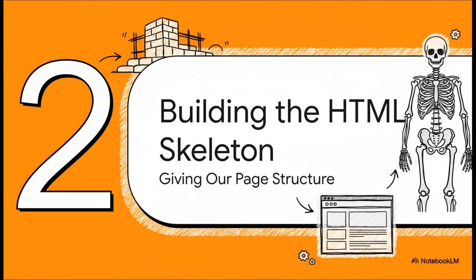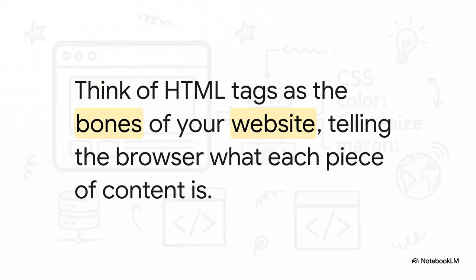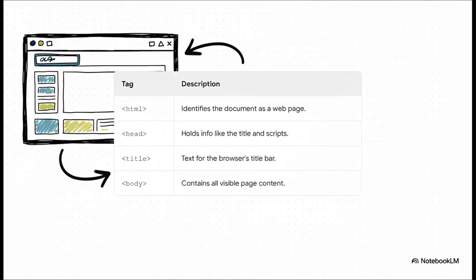All right, now it's time to get our hands dirty and start building. And just like any good building, a web page needs a solid foundation, a framework. In the world of HTML, we call this the skeleton. And that skeleton? It's built using these little commands called tags. They're basically just instructions wrapped up in these angle brackets that tell the browser what each piece of content is supposed to be.